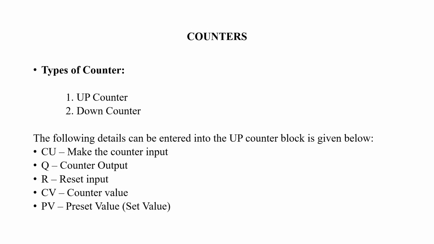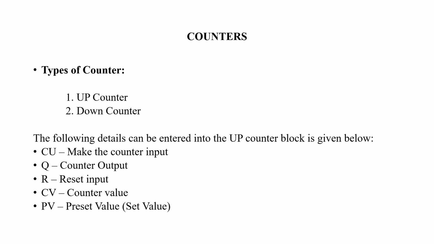Here we are going to have two types of counter. One is the up counter, and the other is the down counter. In this block we have CU, the count up input, and Q is the counter output, R is a reset input, CV is the counter value, and PV is the preset value or set value.